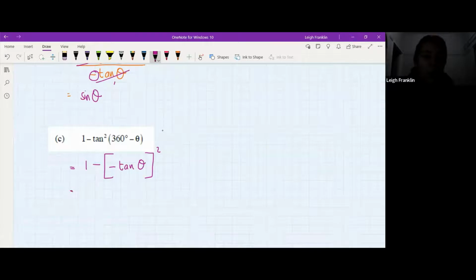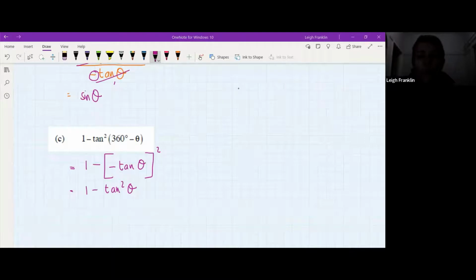So now we know that when we square a negative, we end up with a positive, but when we subtract a positive, we're going to end up subtracting. So we're going to subtract 1 minus tan squared theta, like so. Does that make sense to everybody? Yes. Okay, so very, very important.